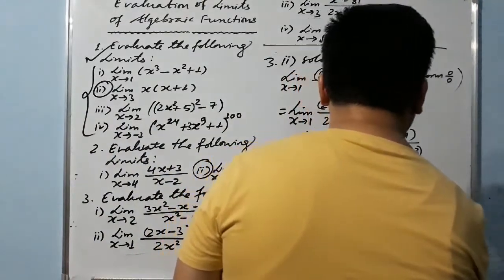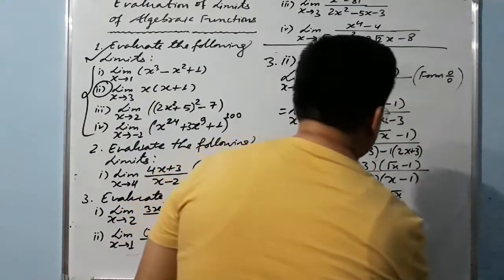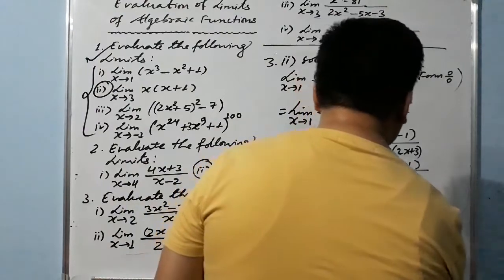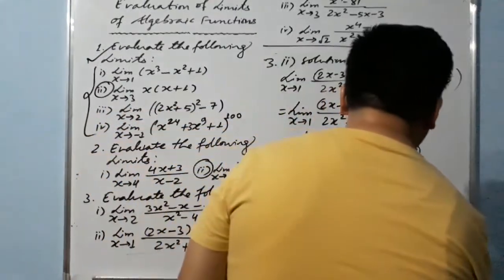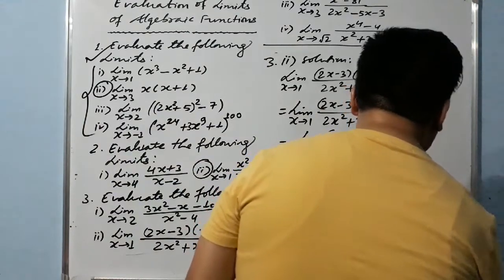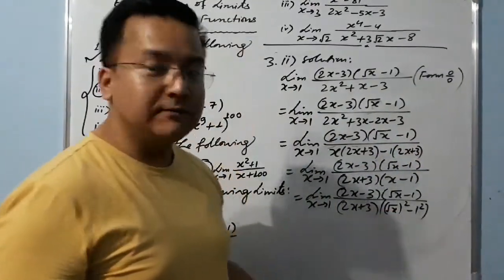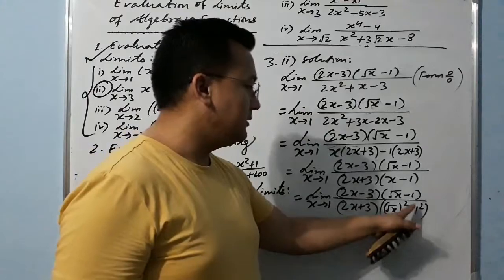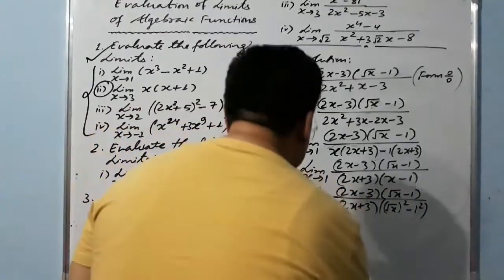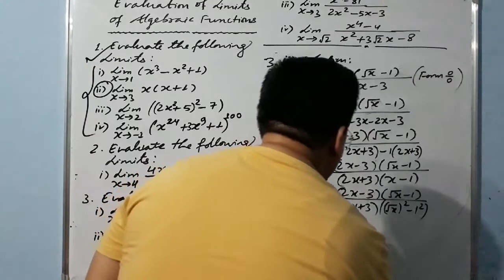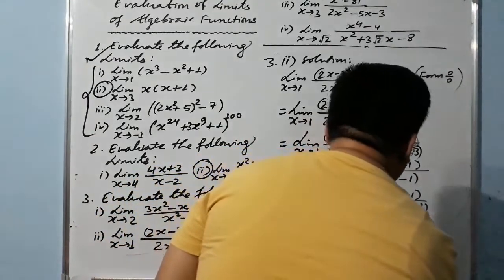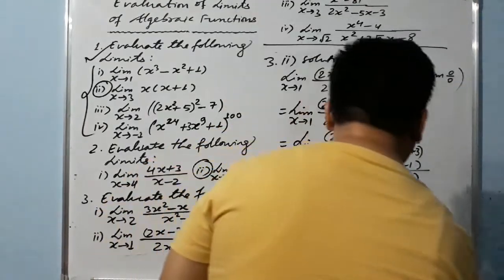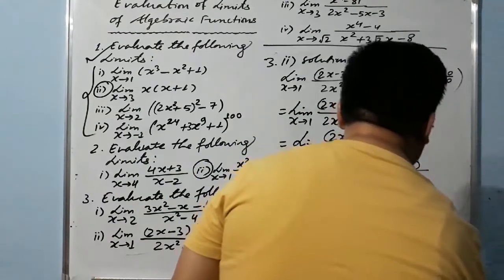So we write 2x minus 3, and the root x minus 1 upon 2x plus 3. This we can write as root x whole square minus 1 square, since root and square are inverses of each other and will cancel out. Root x square means x, and 1 square is 1. So this is equal to the limit of (2x minus 3) or (root x minus 1), and in the denominator 2x plus 3. We can use the a square minus b square formula.